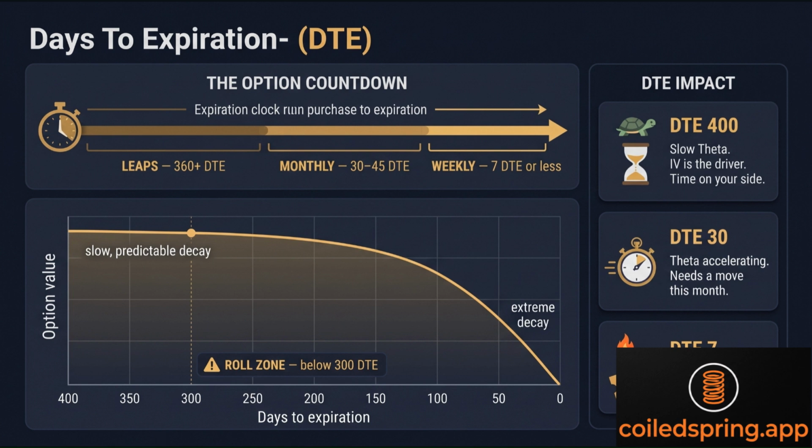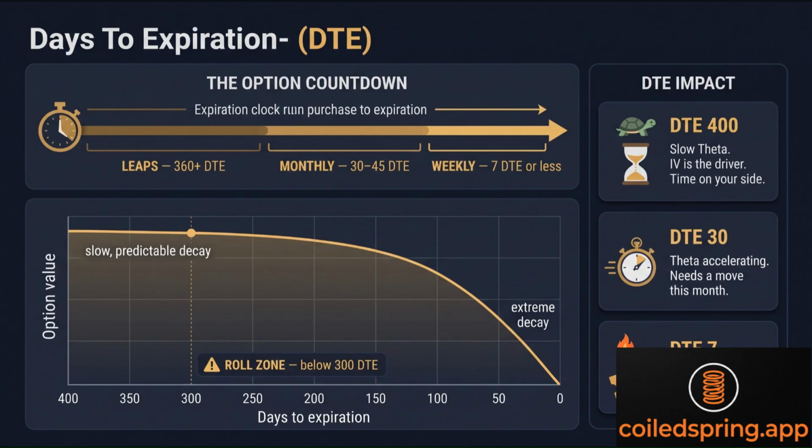DTE 7, a weekly. Extreme decay. The option is burning value by the hour. If the stock doesn't move today or tomorrow, you're in trouble. At this DTE, options behave like lottery tickets. Cheap entry, binary outcome, most of them expire worthless. There are strategies built around this, but they require very specific setups and very high conviction on timing.